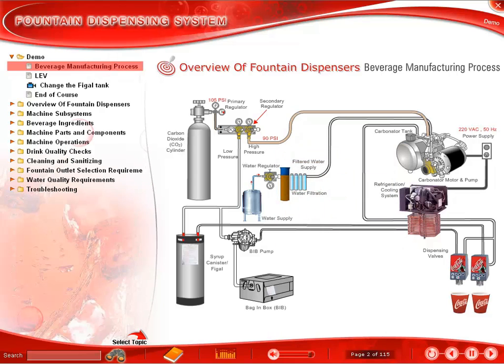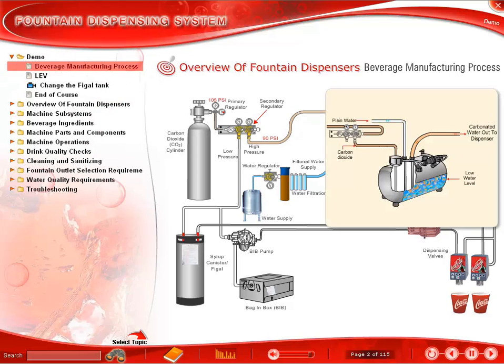Plain water flows from the water source at a pressure of 40 to 75 psi to the carbonator. The CO2 and water mix together in the carbonator tank to form carbonated water.